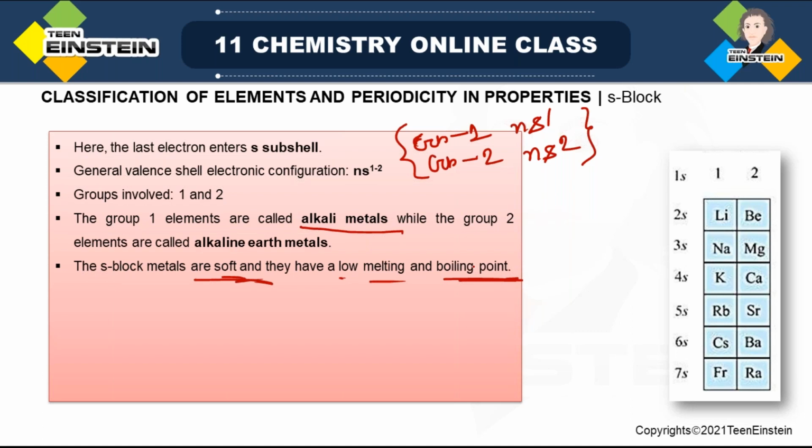Now it is not that only the s block contains metals. You can also find metals in the d block and in the p block. But though all are metals, there is some basic difference. When we are talking about the metals of the s block, there is some specific property: they are soft and they have low melting point and boiling point.